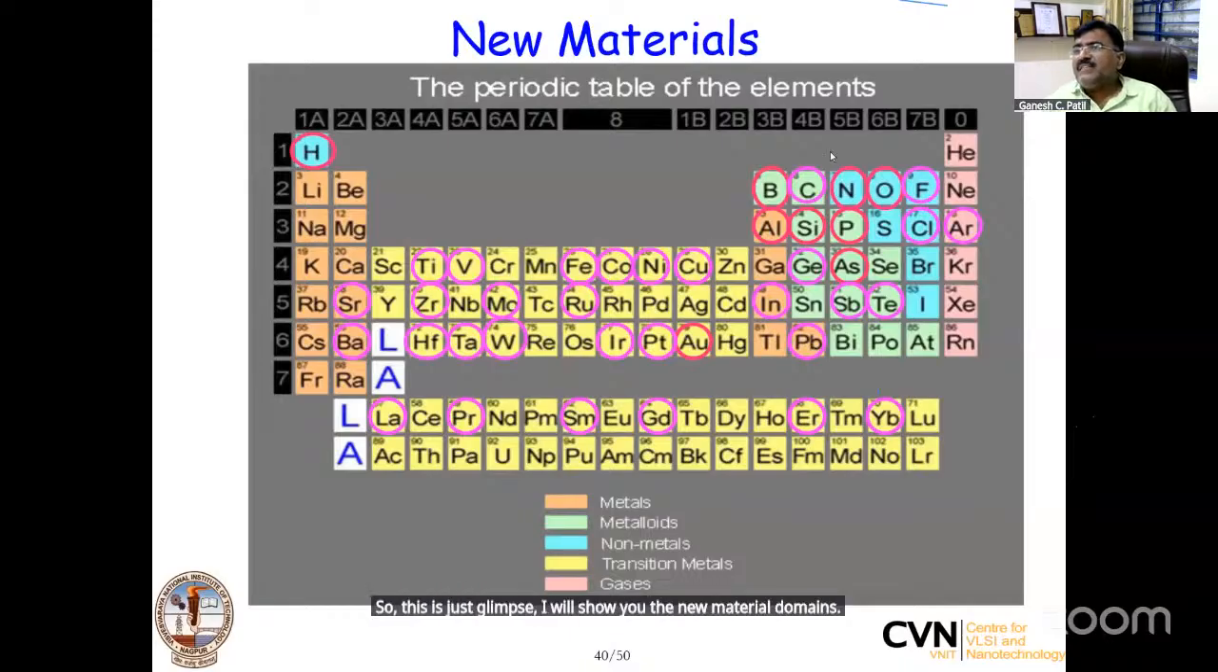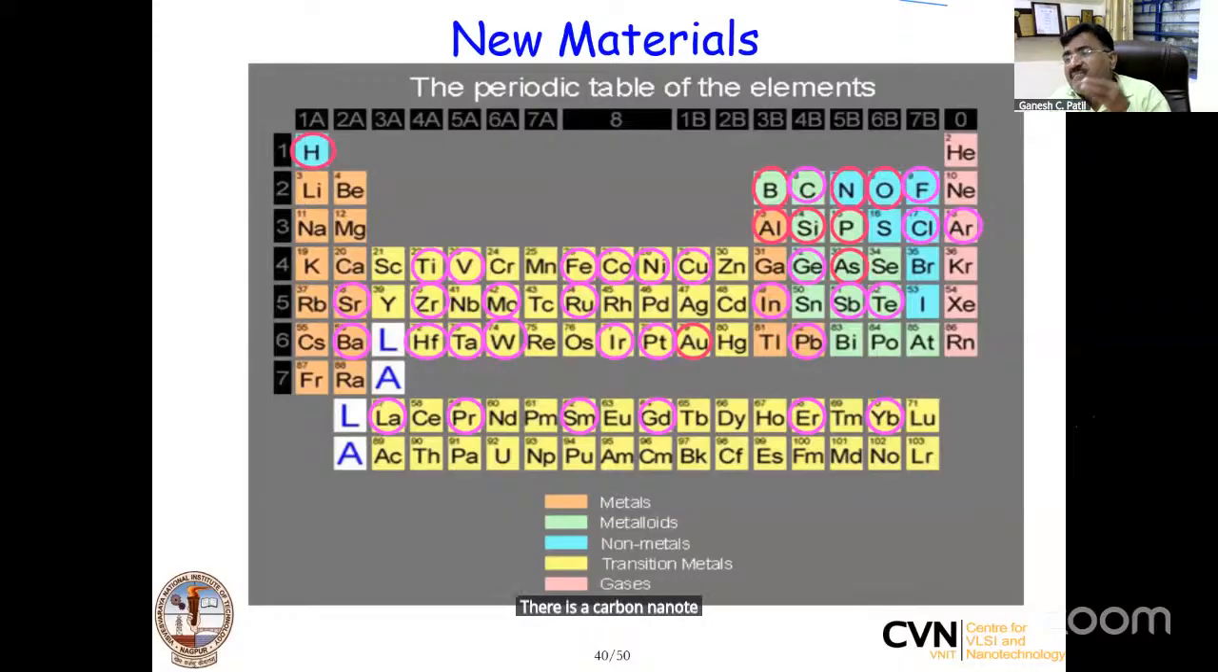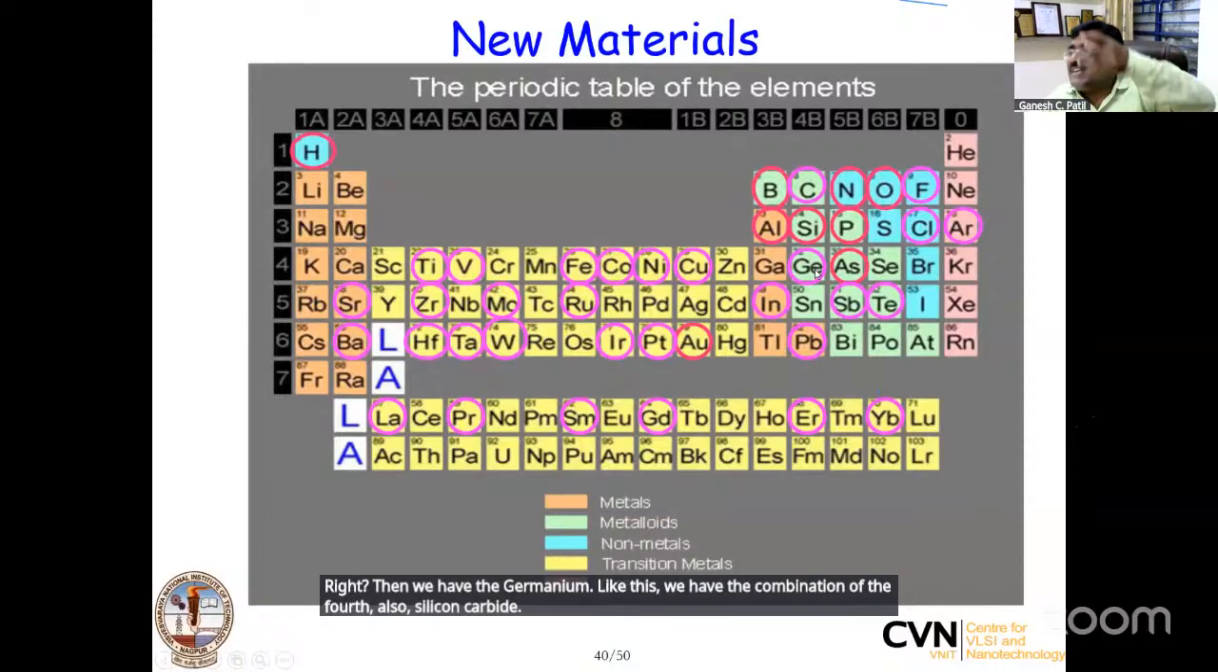You could see the fourth column of the periodic table. We have carbon. All the carbon polytypes are already being studied. There was graphite, there was graphene, there is the carbon nanotube and the carbon dot. I mean, like C60 is the fullerene. Like this, we have silicon, right? Then we have germanium. Like this, we have combinations of the fourth group, also silicon carbide, silicon germanium, right?